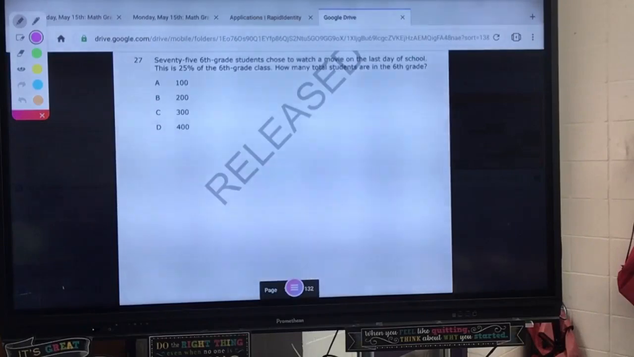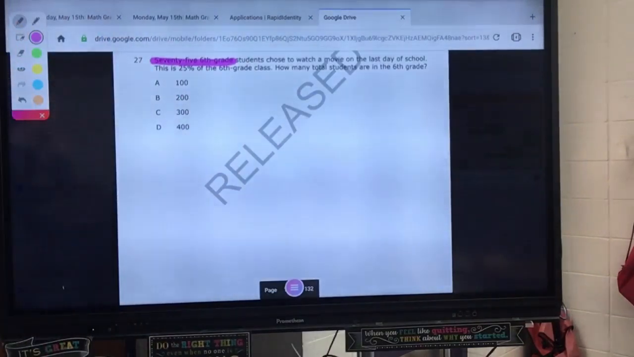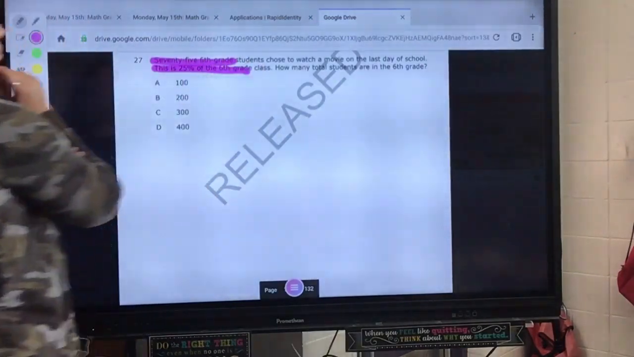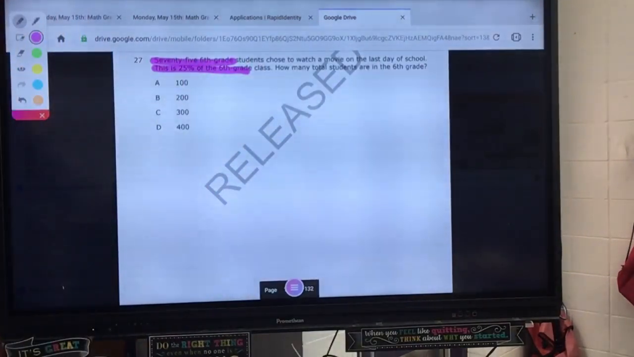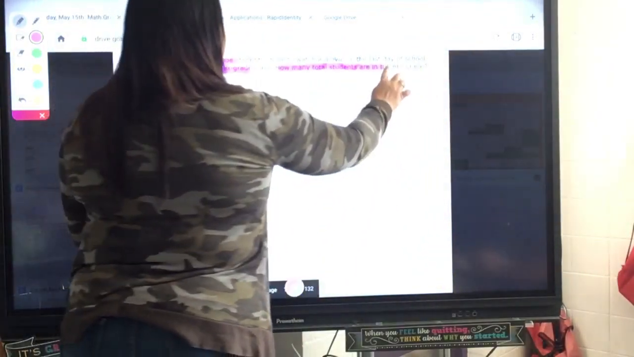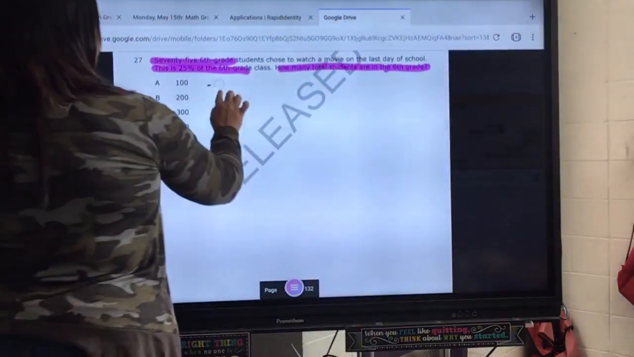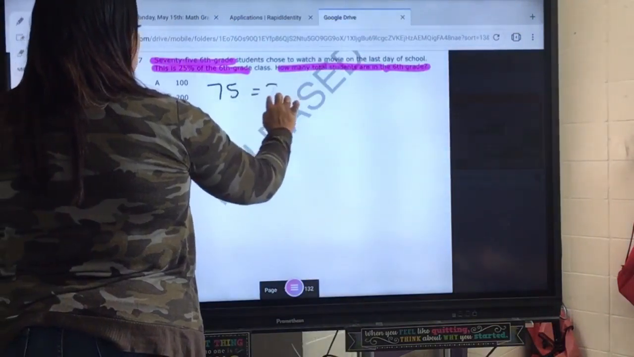What's important in the first question? Pencils are down. Hands are off our iPads. Sarah B.? 75 sixth grade students. So 75 sixth grade students. What else is important? Ronnie? This is 25% of the sixth grade class. And then what's the last thing that's important? Pam? How many total students are in the sixth grade? So how many total students are in the sixth grade? Now, 75 students equals 25%.